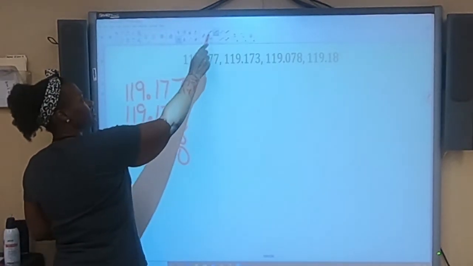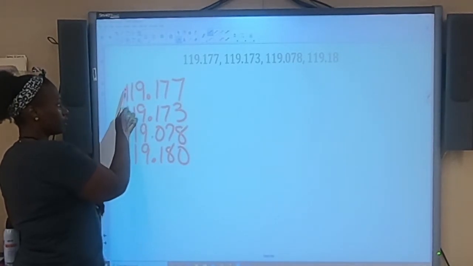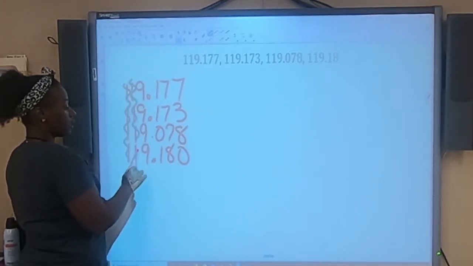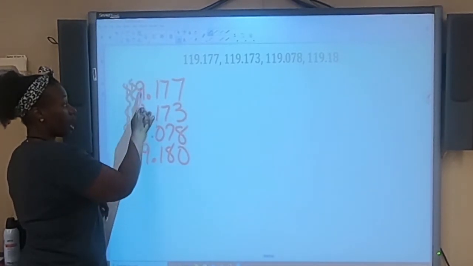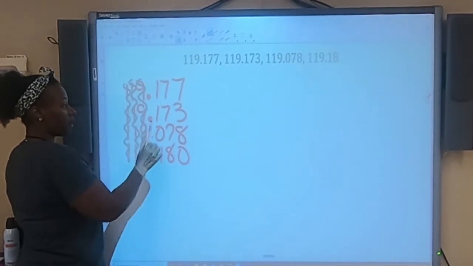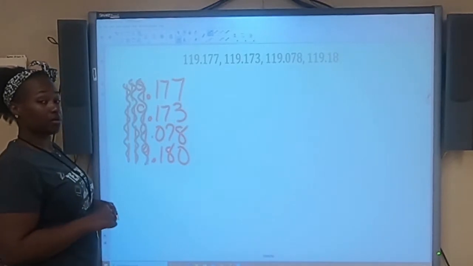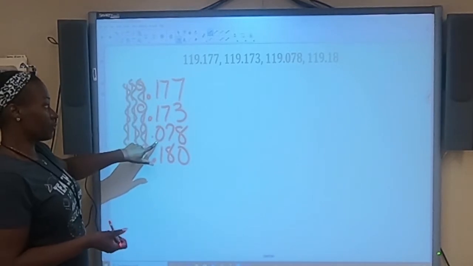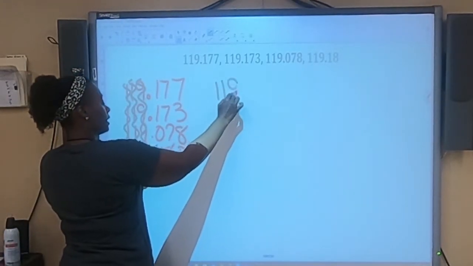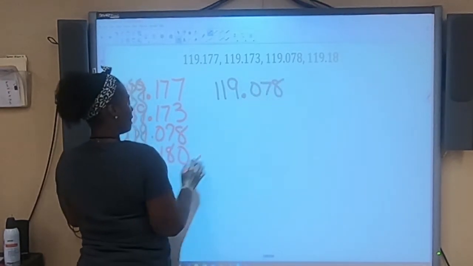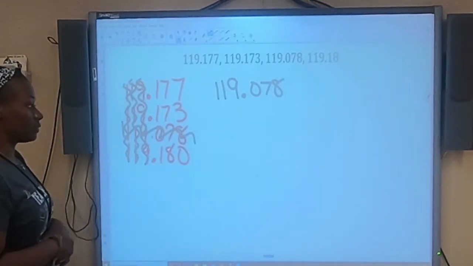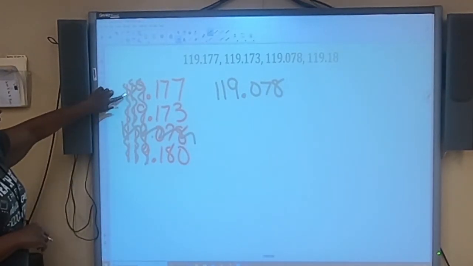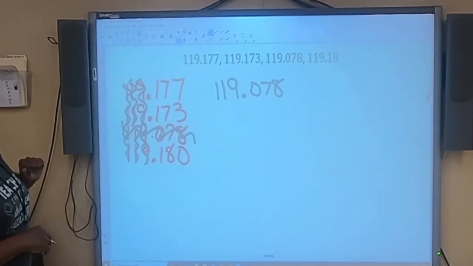Starting with my greatest place, they all have ones, so that doesn't help me. My next place value, all ones, doesn't help me. My next place value, all nines, doesn't help me. My next place value, that helps me. It tells me that my 0 is the smallest, so it has to go first. So I copy 119 and 78 thousandths. I can get rid of that. So now I'm only looking at these three. Remember, they all started with 119, so we don't have to go back and look at those.